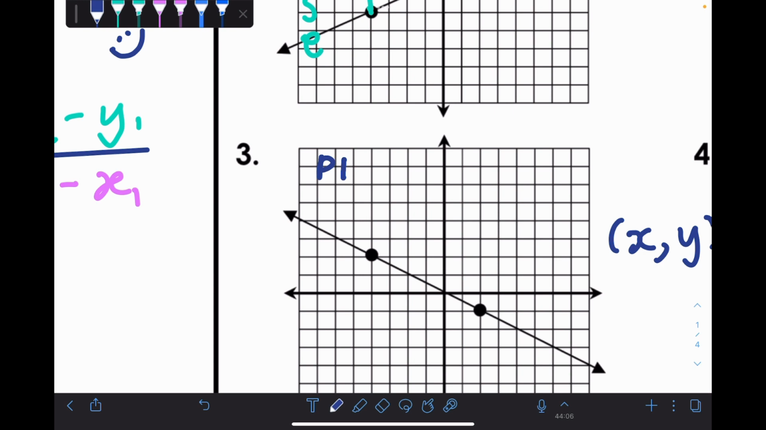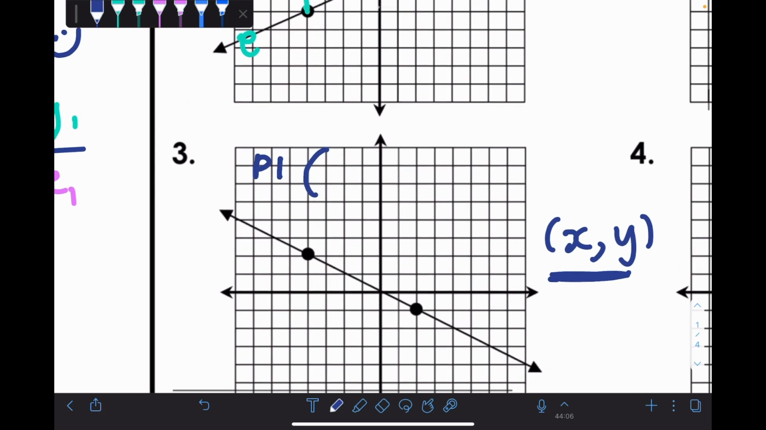P1 is going to be open brackets. Now remember, we're going to go our x and our y. So counting across how many x's. So if we're going in this direction, we know this is going to be negative.